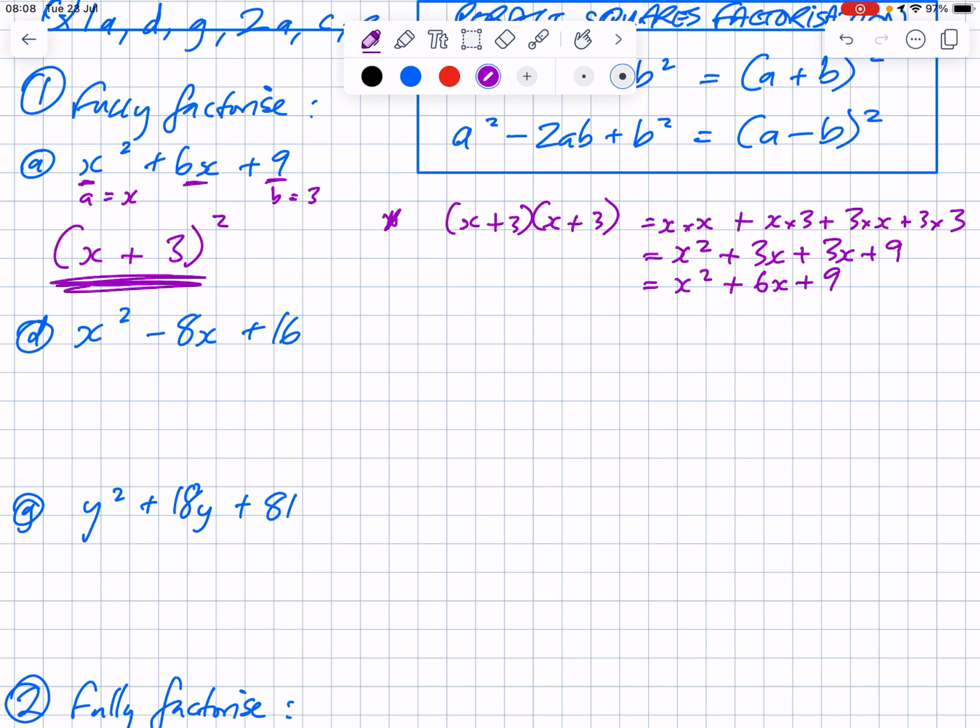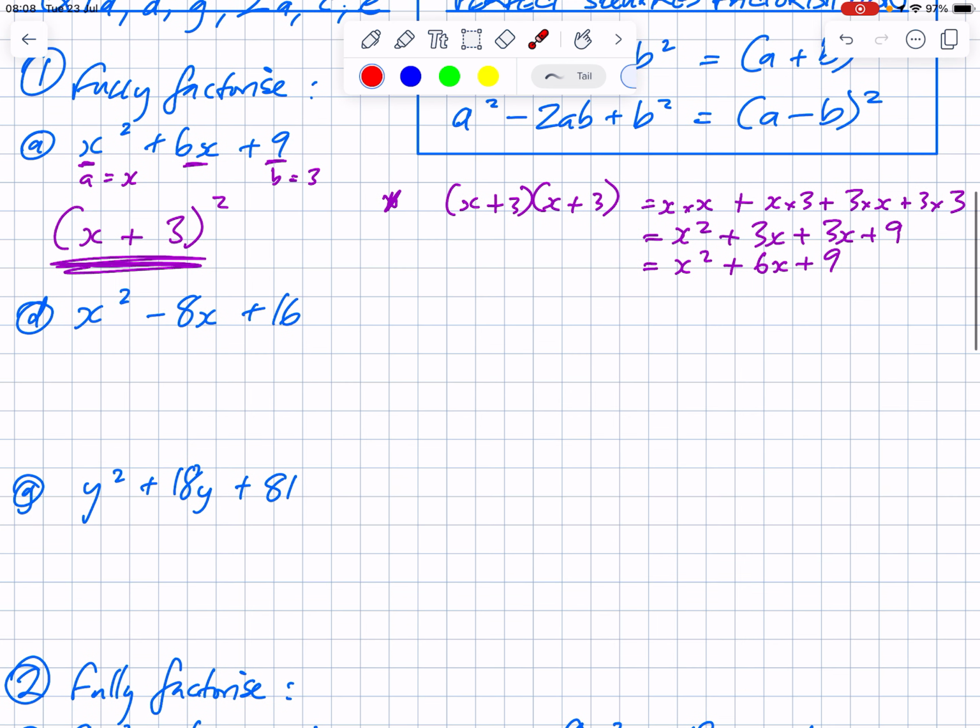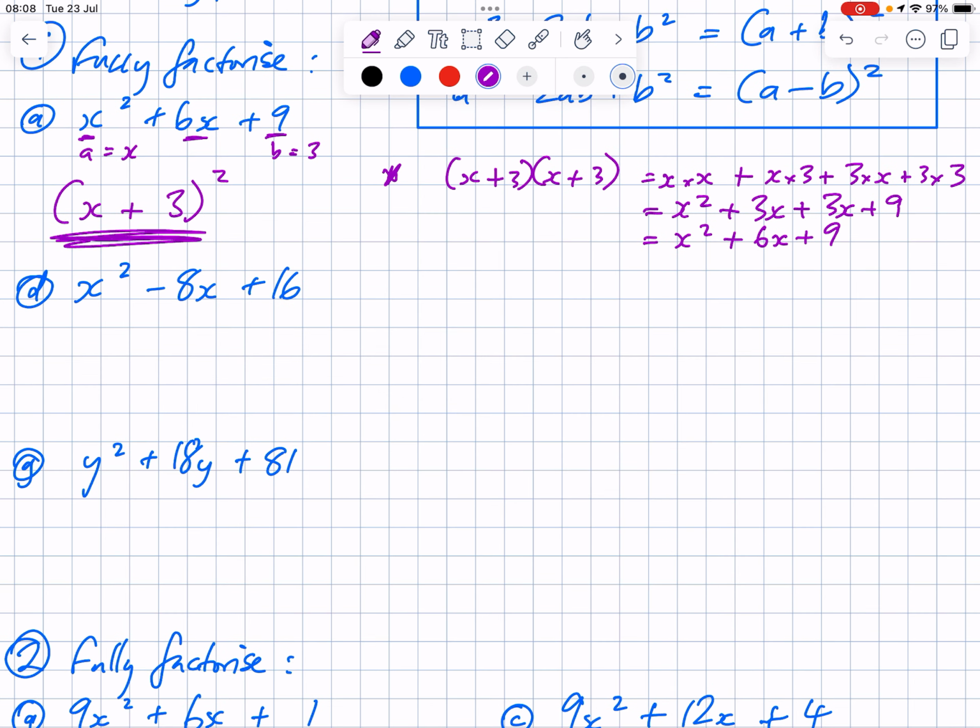I won't do that for the rest of them. That's just to show you that you can always double check your own maths here. X squared, take 8x plus 16. Is x squared a square number? Yes. So our A is x because x squared is x times x. Is 16 a square number? Yes. So our B is 4 because 4 times 4 is 16.